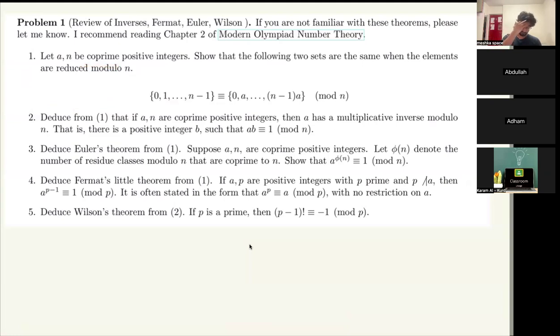No common prime factors. So we have A and N, which are co-prime. N will be the modulus and A is the number. The lemma is that if you take the set 0 to N minus 1 and multiply by A, the set stays the same modulo N.